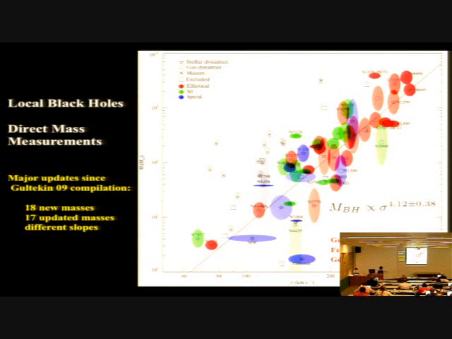And just to give some historical perspective, this correlation between M and sigma was first pointed out in 2 papers in 2000, and the 2 teams got different slopes. One was about 4 and one was about 5. And Gültekin's compilation gave about 4, and as I'll show you, now we're getting about 5.